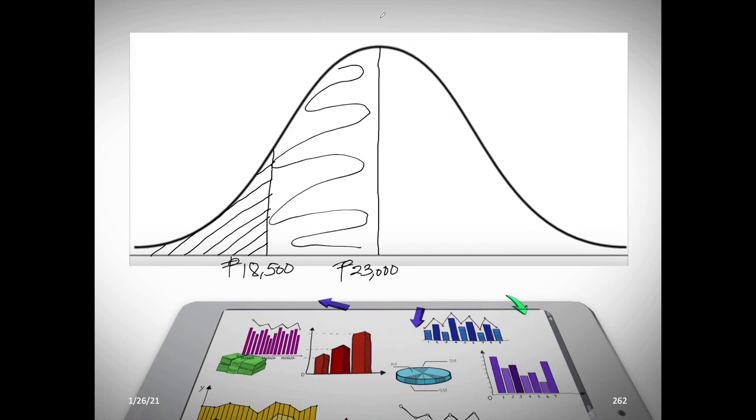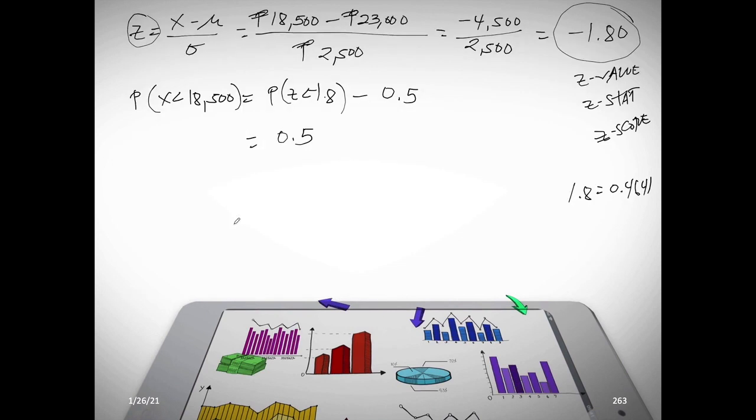Again, yung kalahati niyan is considered as 0.5, generally speaking. Yun yung kalahati niya. Ibig sabihin, yung value nito na nakuha natin, which is 0.4641, i-minus natin sa 0.5 para ito na yung lalabas. That's the reason why.